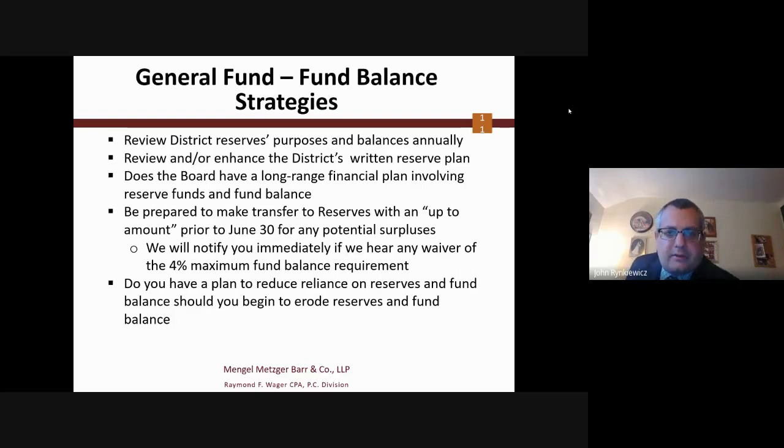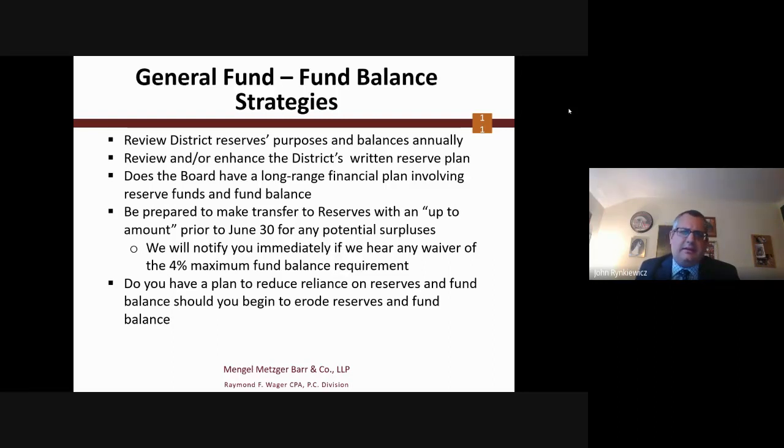And we talked about a lot of this stuff. Just a couple things to note. If the district is planning to have or is projecting any surpluses this year for fund balance, make sure that you do have those resolutions to fund reserves passed by June 30th.